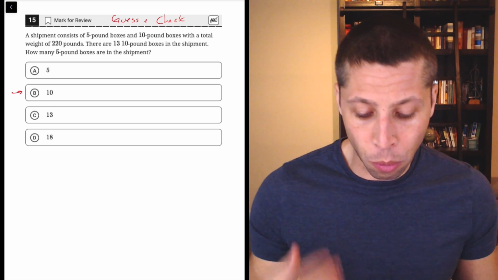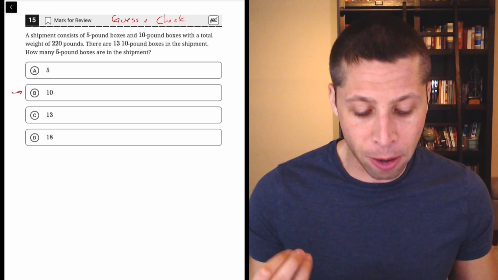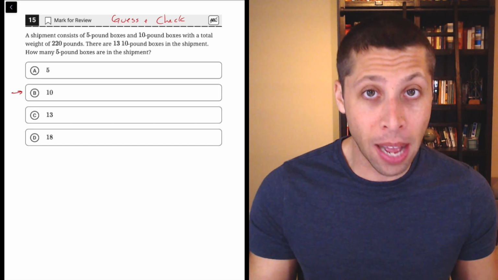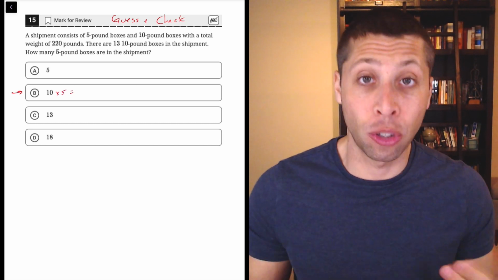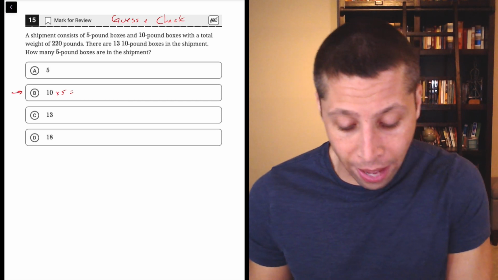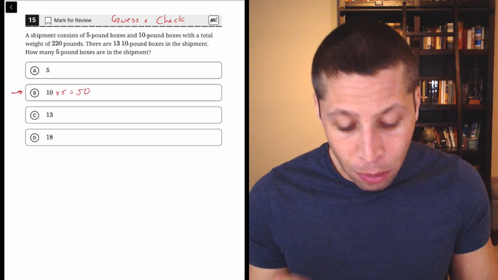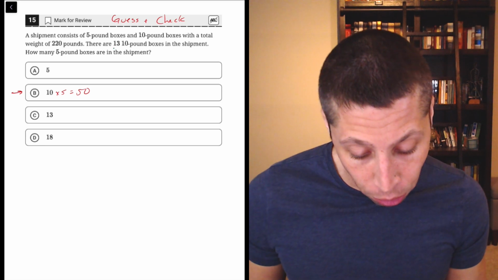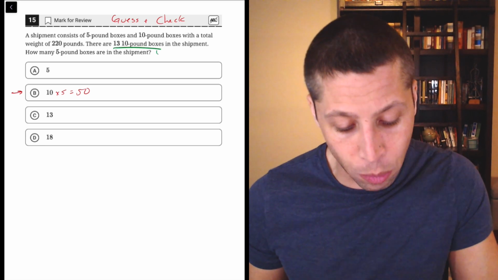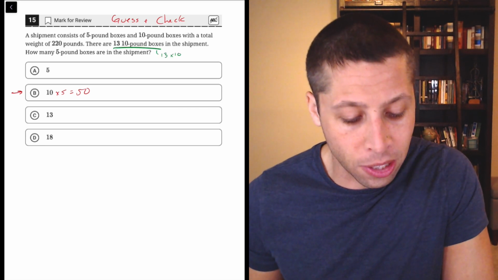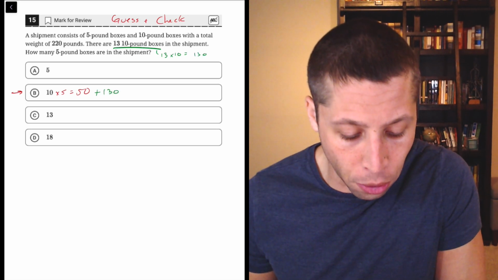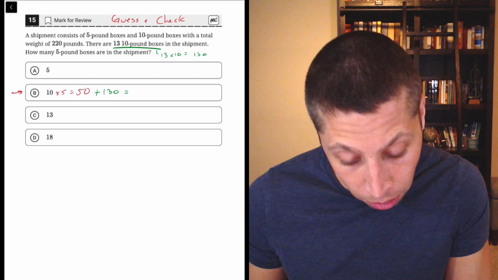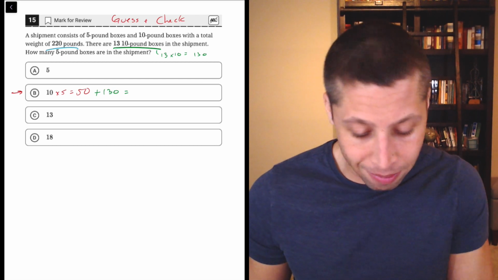So going through, what does that mean? How many 5-pound boxes are in the shipment? So that's 10 boxes that are 5 pounds each. So that's telling me multiply, right? How much do all of those 10 boxes weigh? They weigh 50 pounds. Now we also need to add in the fact that there are 13 10-pound boxes, right? So we could do multiplication there as well. 13 times 10 is 130. So that 50 plus 130 is supposed to equal 220, but that's only 180.